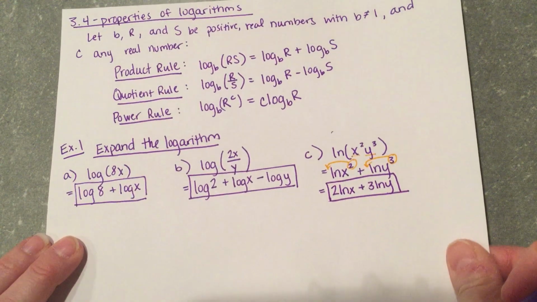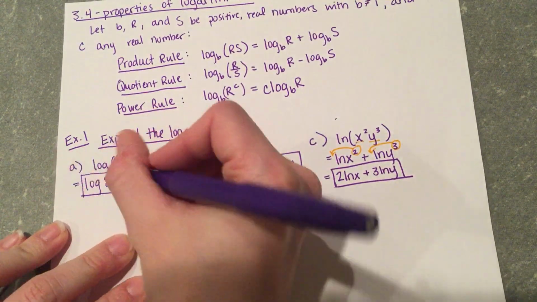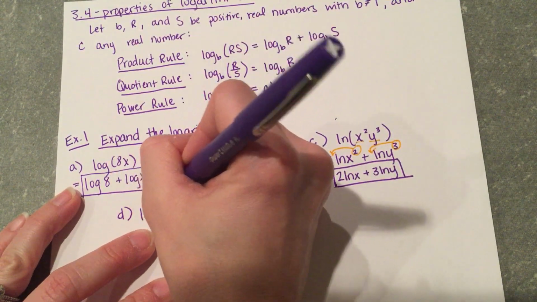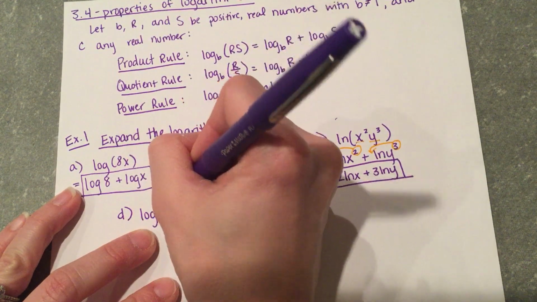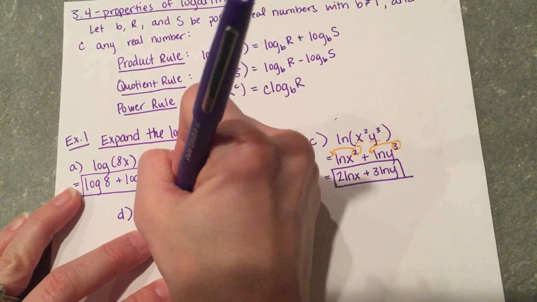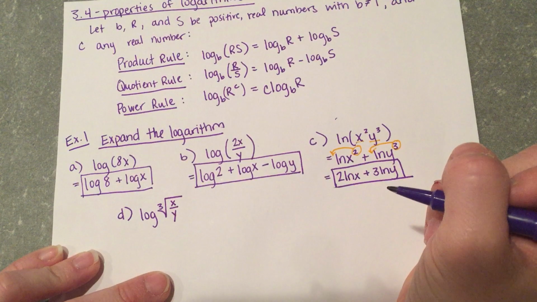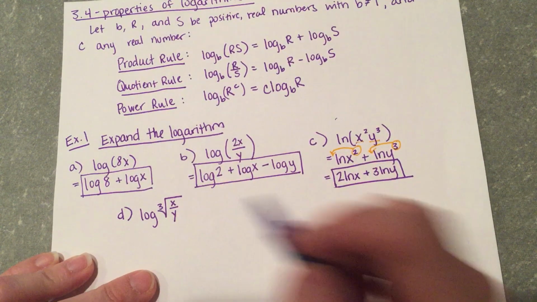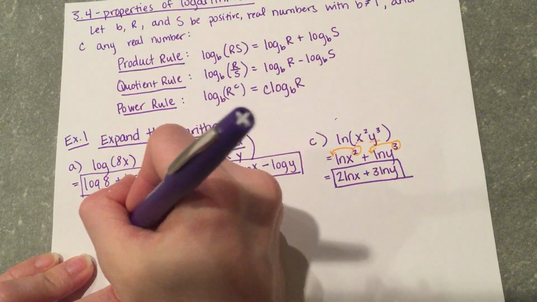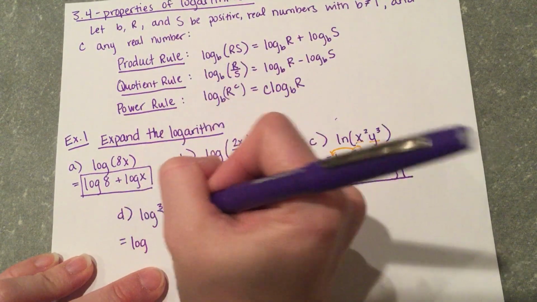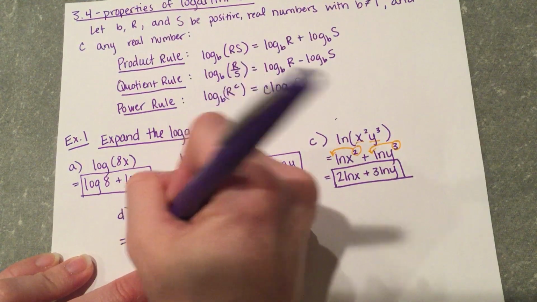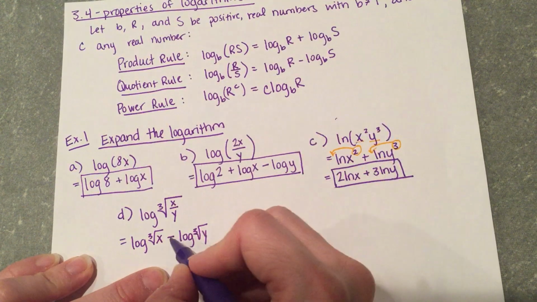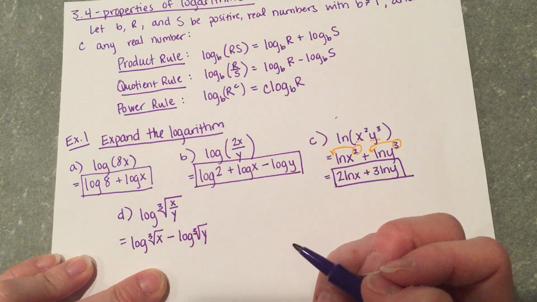Okay. Let's try a couple more. So D, I have the log of the cube root of x over y. So if the x and the y are both in the cube root, that means I'm taking the cube root of both of those. So when I expand this, I'm going to do the log of the cube root of x minus the log of the cube root of y. And I'm subtracting because these were divided.